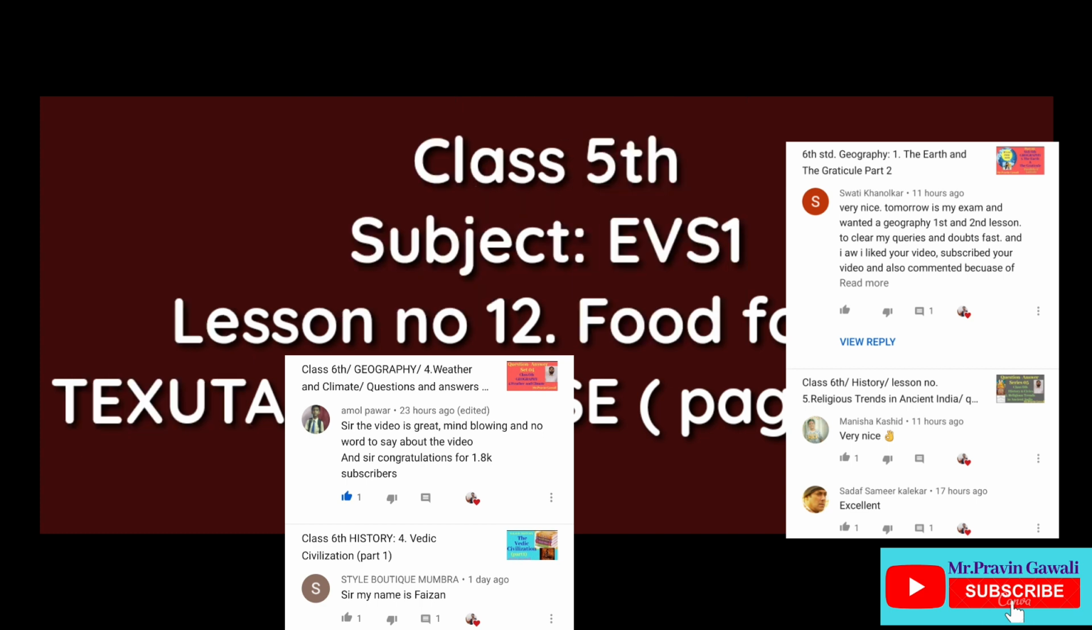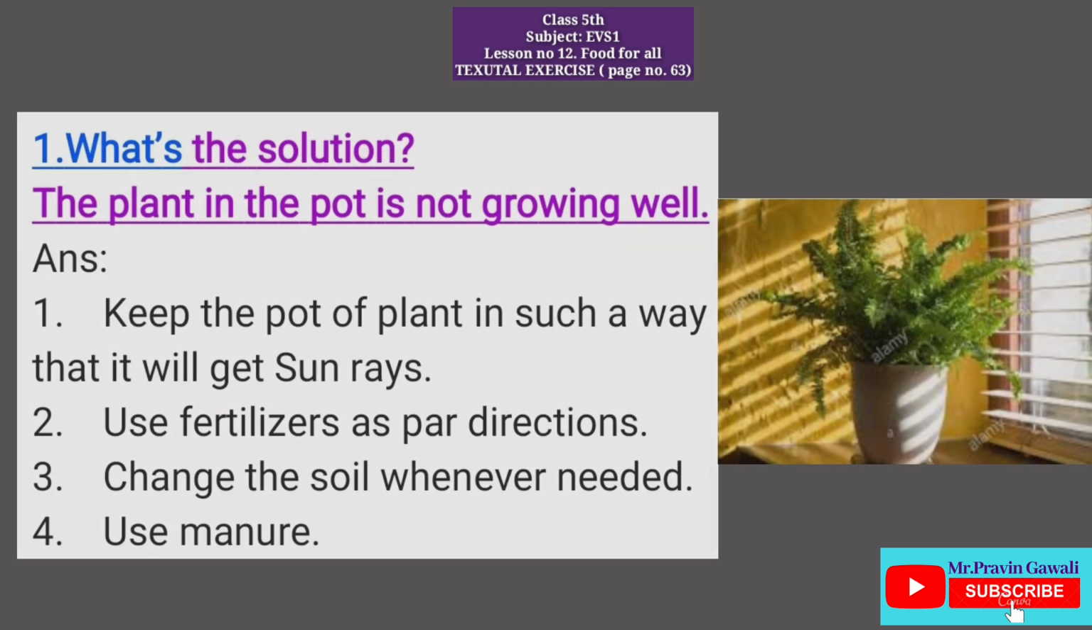Now students, let's start. Question number first. What's the solution? The plant in the pot is not growing well. Yes students, what will you do if the plant is in the pot and it is not growing? Yes, the answer is: first, keep the pot of plant in such a way that it will get sun rays. 2. Use fertilizers as per directions. 3. Change the soil whenever needed. 4. Use manure.